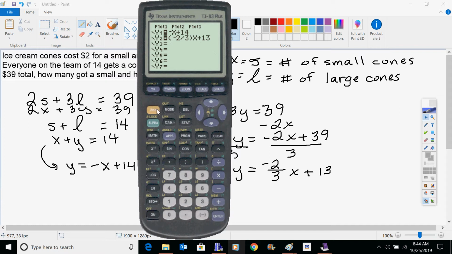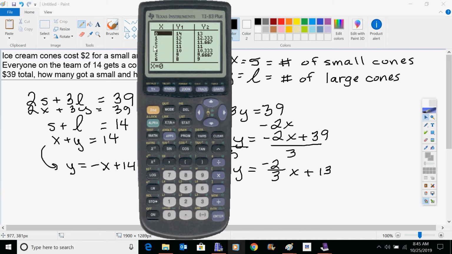We're going to look at our table. We don't even need to look at the graph. Let's look at the table. All right. And we're looking for where the y values are the same, right? Okay. Back to y equals. We put those in, and to find the table, you do the second of graph, and we look at the table, and we're going down until we find where the y values are equal to each other.